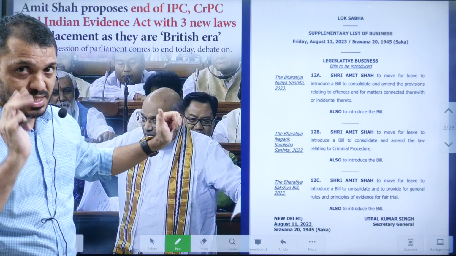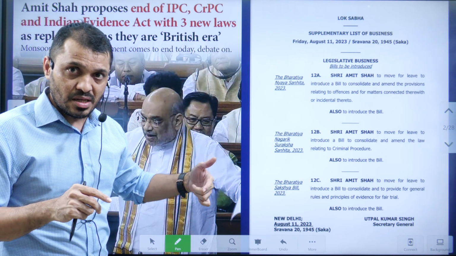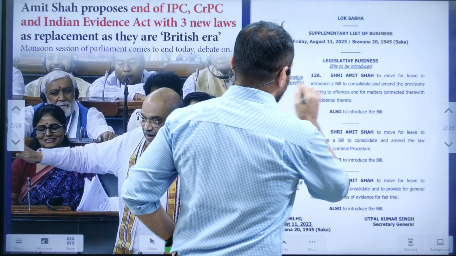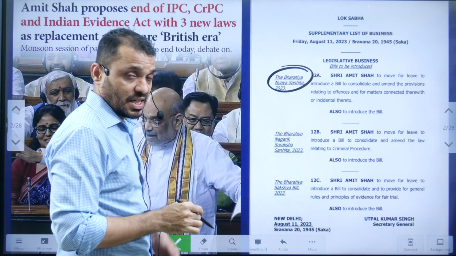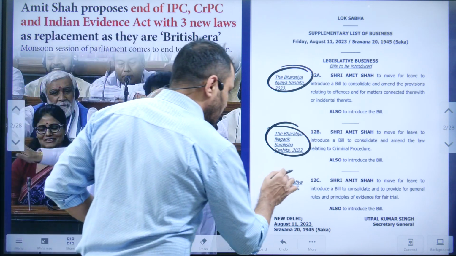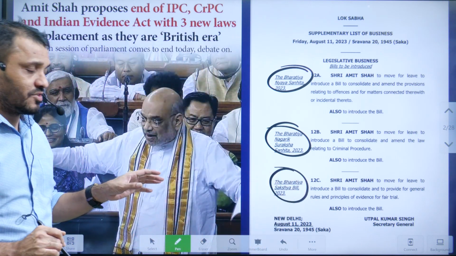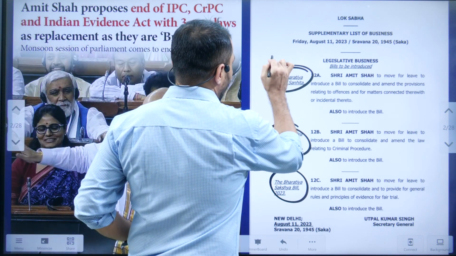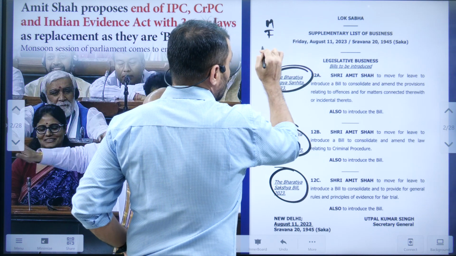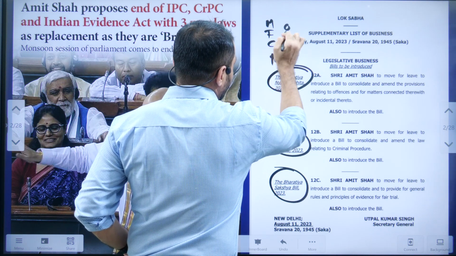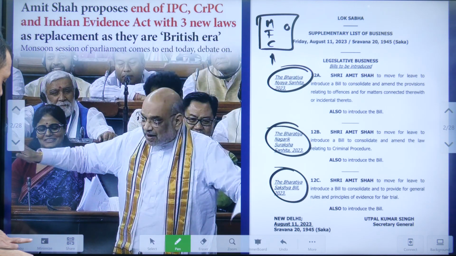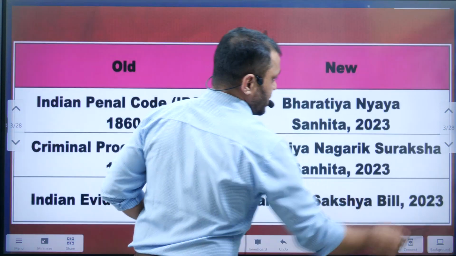How many bills? 3 bills are introduced. What type of bills are these? Now tell me in the comments, students. These 3 bills, the Bharatiya Nyaya Sanhita 2023, Bharatiya Nagarik Suraksha Sanhita 2023 and Bharatiya Saksha Bill 2023, are going to be what type of bills? Are they money bills, financial bills, constitution amendment bills or ordinary bills? Which type of bills are these 3? Put your answer in the comments.